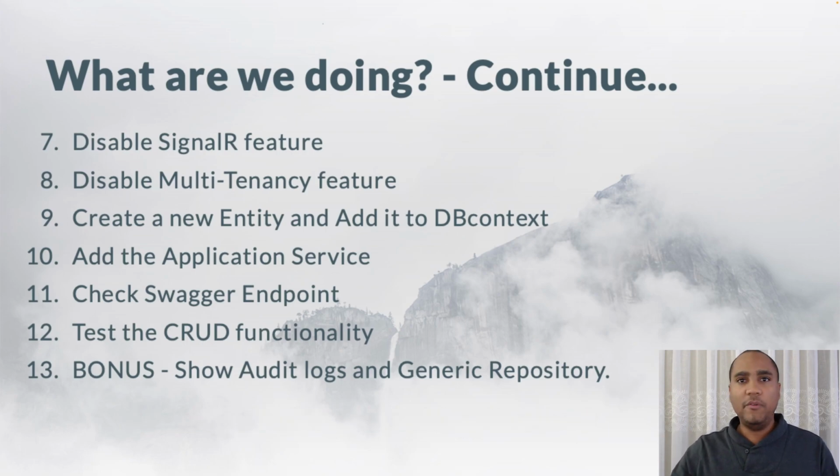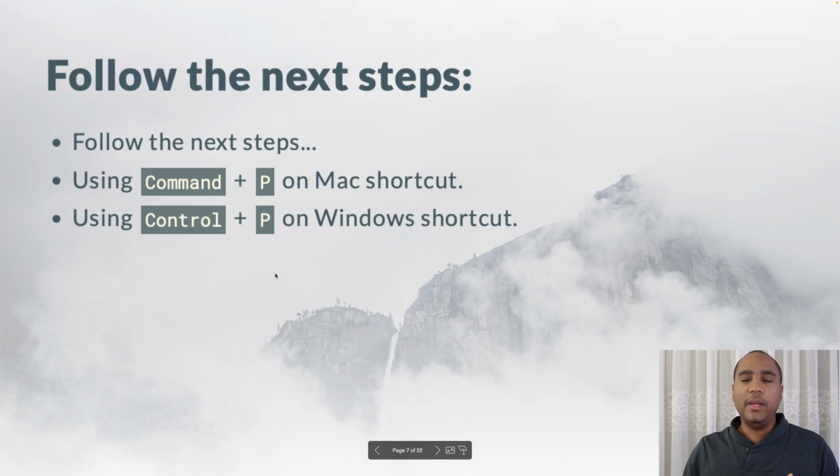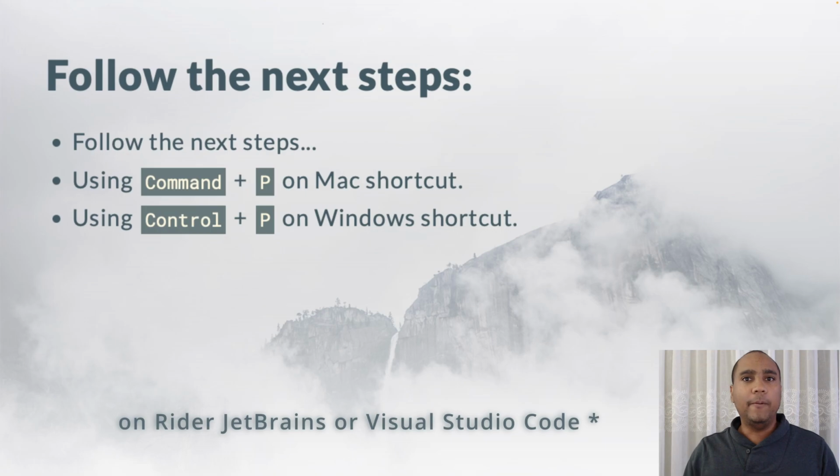So moving on, for the steps that I'm going to be following, I'm going to be using Command P on my Mac here. But as well, you can use Control P on Windows to open and look for a file on Rider or VS Code.